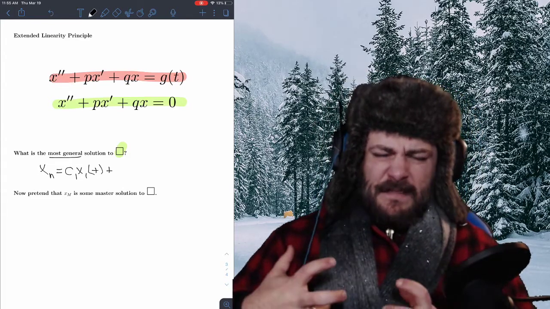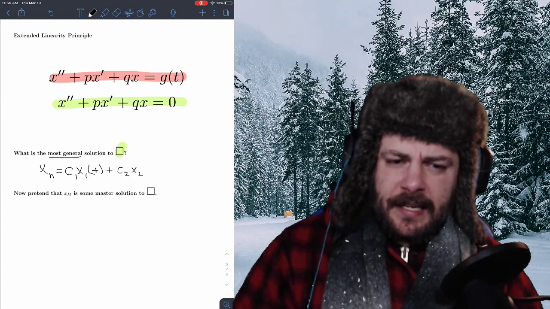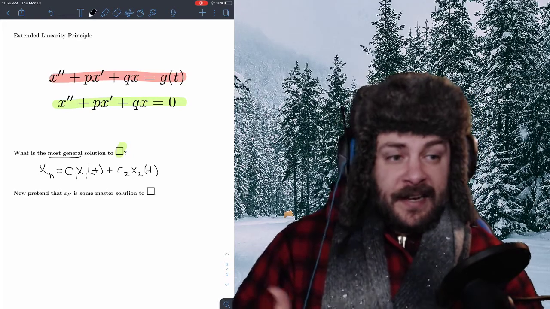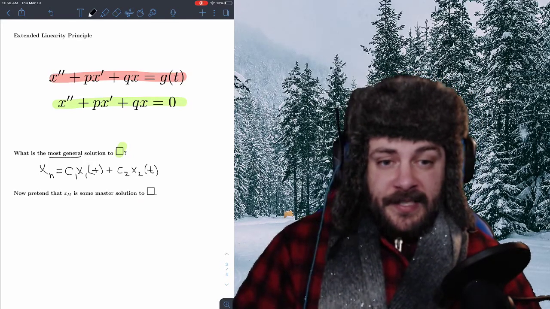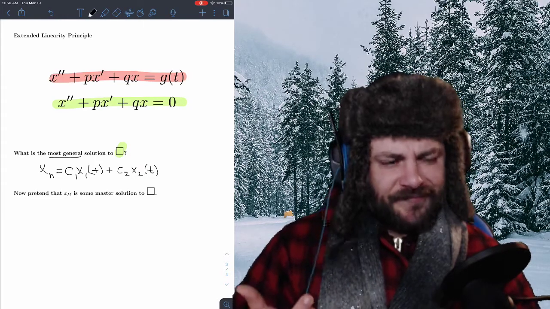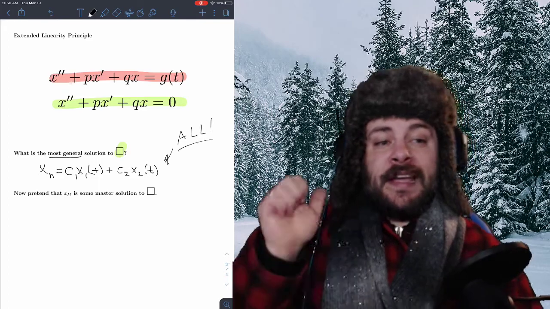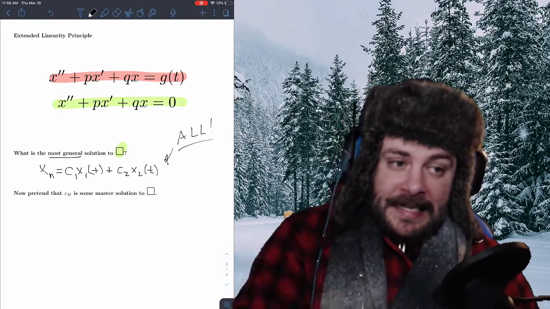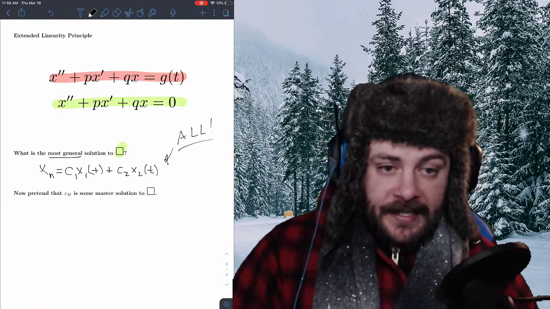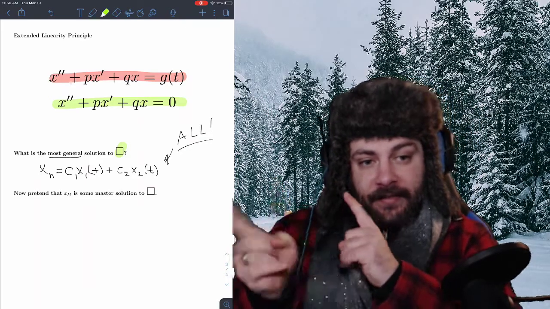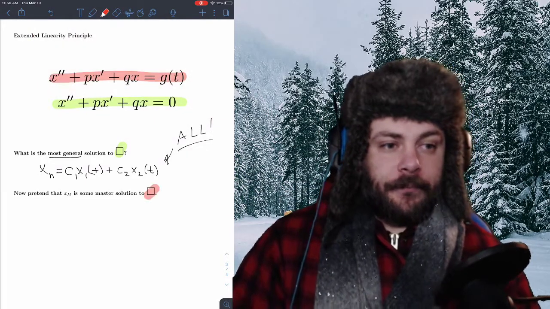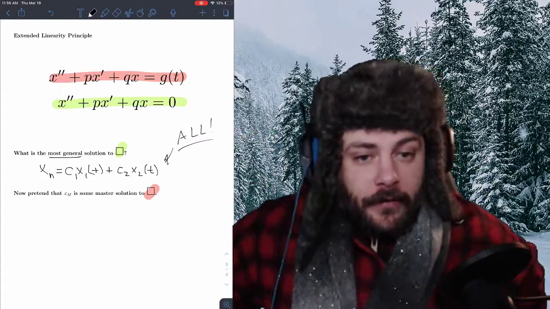Now, that may feel like we're not really explaining a whole lot there, but think about it. The function is going to be e to the lambda t and e to the other lambda t, or e to the lambda t and t e to the lambda t, or e to the alpha t cosine beta t and e to the alpha t sine beta t. So all those are covered in just that little general form right there. Okay, so we have the most general way to solve a homogeneous equation.